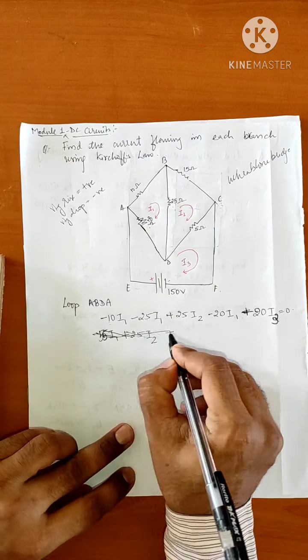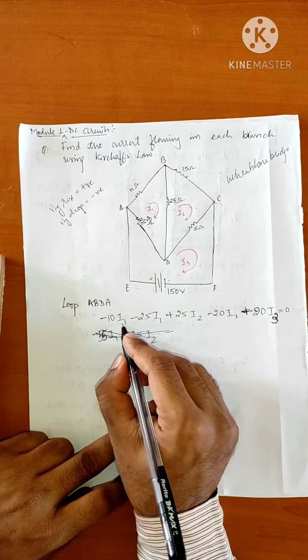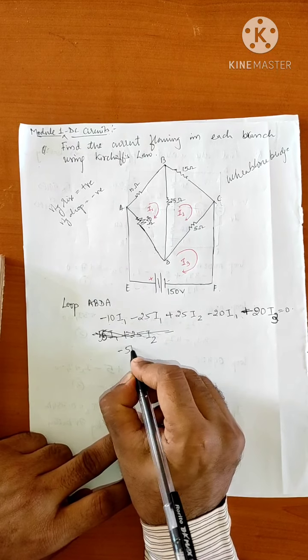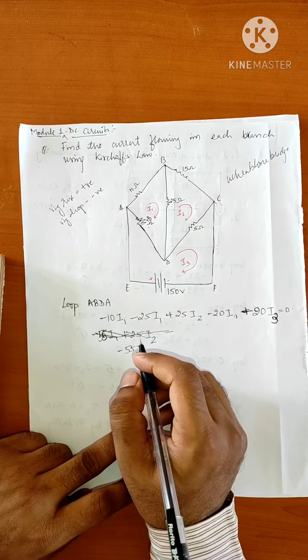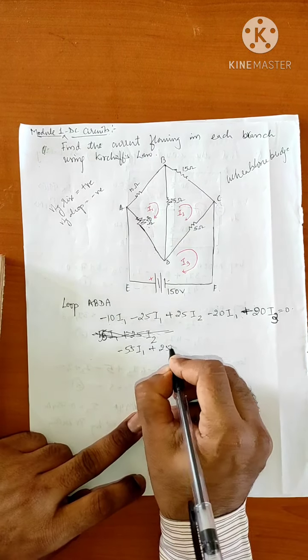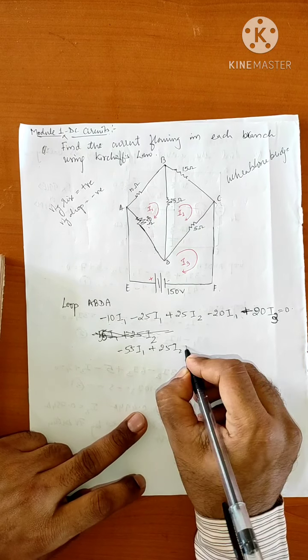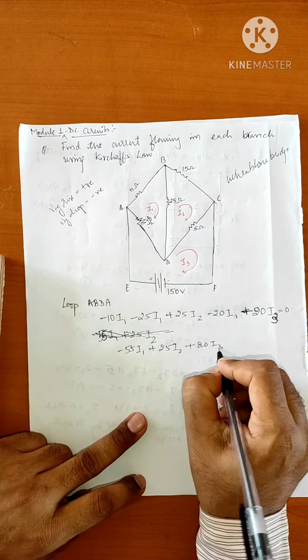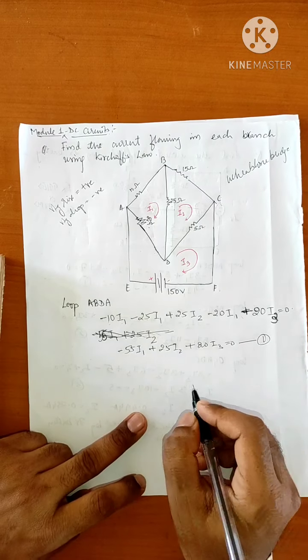So let's try to resolve this equation. Add all the I1 terms, so you get minus 55 I1 plus 25 I2 plus 20 I3 equal to 0. This is my equation 1.